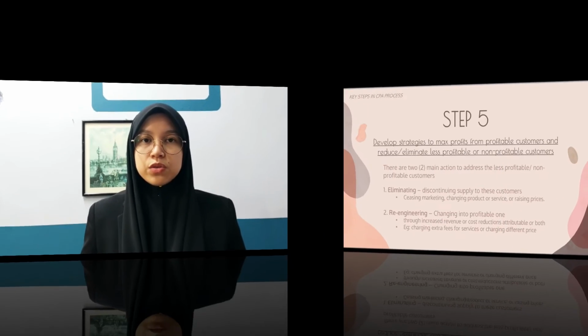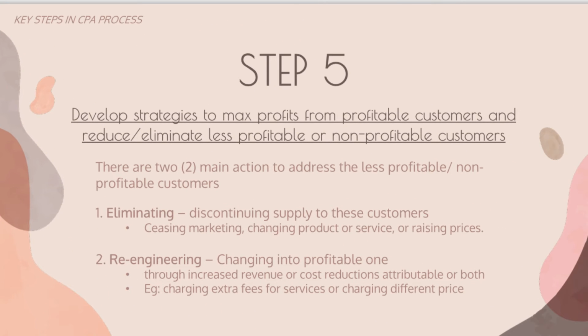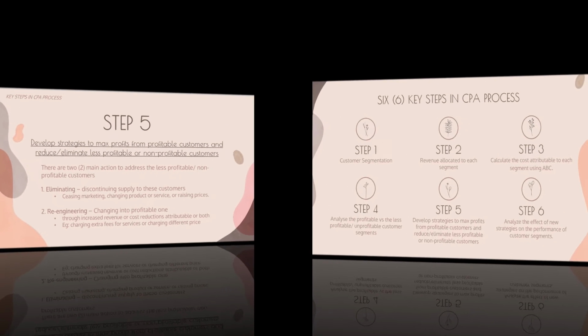Two main actions are used to address the least profitable or non-profitable customer groups. The first one is elimination, discontinuing supply to these customers. This can be accomplished by ceasing marketing to these customers, changing the product or services so that it is no longer suitable for them, or raising prices. Second is re-engineering, converting the least profitable or non-profitable customer groups into profitable ones through either increased revenue or cost reductions attributable to these groups, or both. For example, it can include charging extra fees for services or charging different prices based on customer segment.